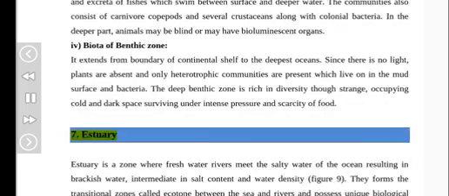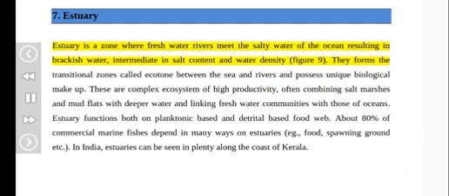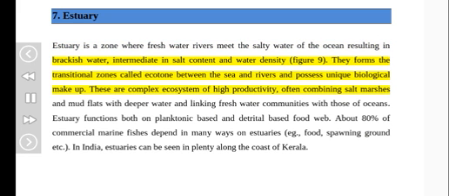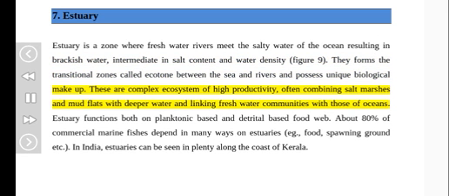Estuary. Estuary is a zone where freshwater rivers meet the salty water of the ocean, resulting in brackish water, intermediate in salt content and water density. Figure 1.9. They form the transitional zones called ecotone between the sea and rivers and possess unique biological makeup. These are complex ecosystems of high productivity, often combining salt marshes and mud flats with deeper water and linking freshwater communities with those of oceans.